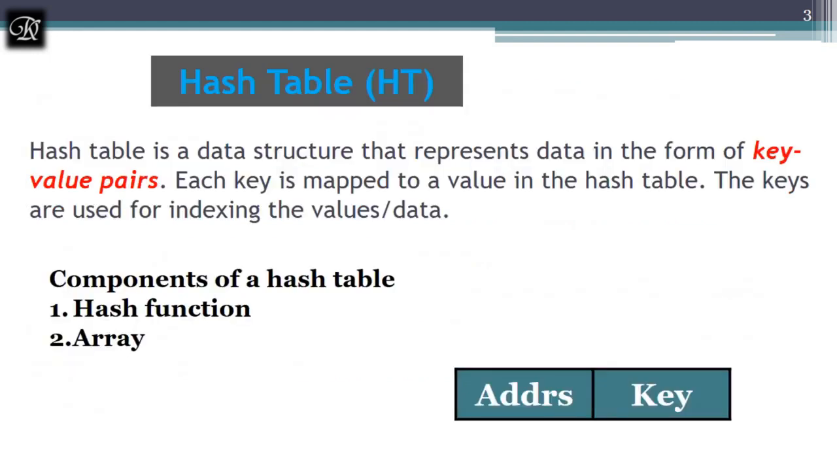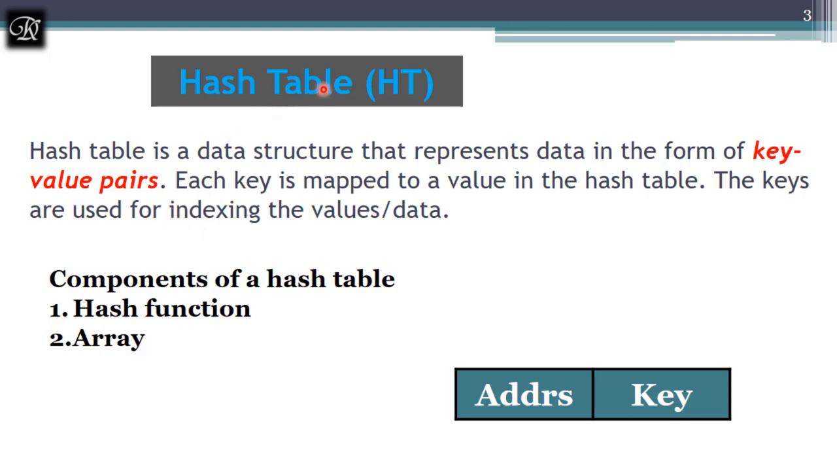Let's see the definition of hash table. The hash table is a data structure that represents the data in the form of key value pairs. Each key is mapped to a value in the hash table. The keys are used for indexing the values or data. Here we are going to rename key as address and value as key according to the question. So the main role of the hash table is to create an index, where the indexing is an easy way to identify the values specified in the memory location.